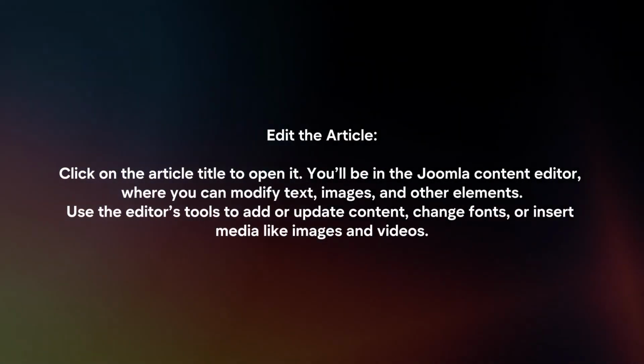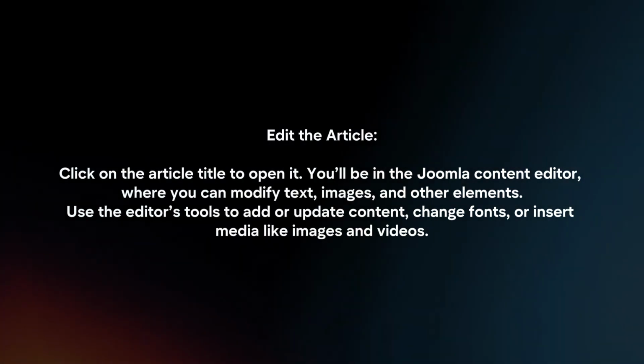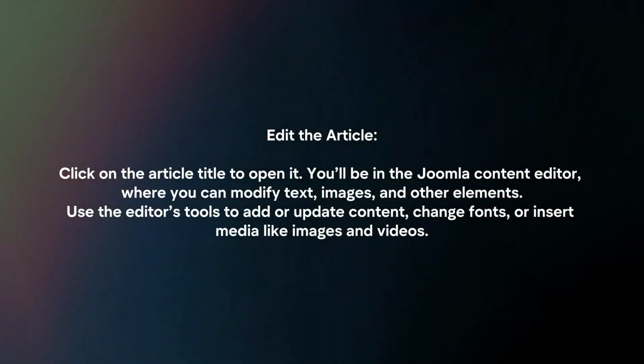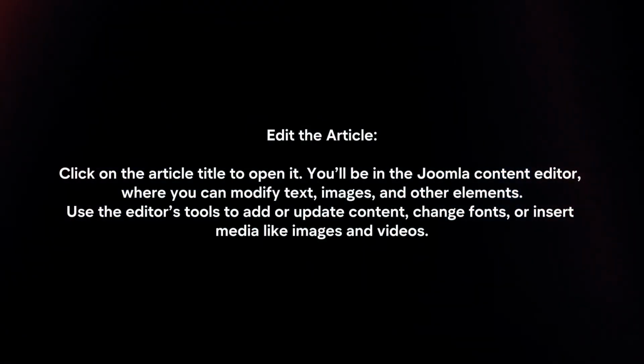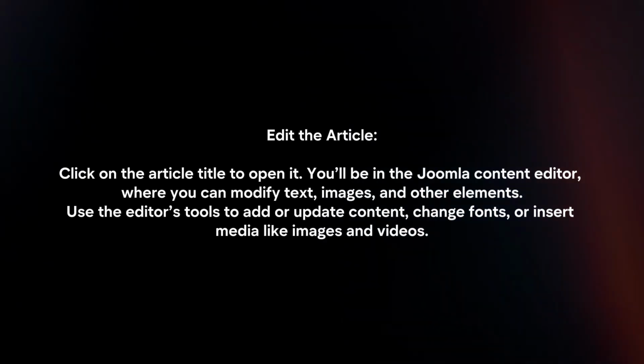Edit the article. Click on the article title to open it. You'll be in the Joomla content editor, where you can modify text, images, and other elements. Use the editor's tools to add or update content, change fonts, or insert media like images and videos.